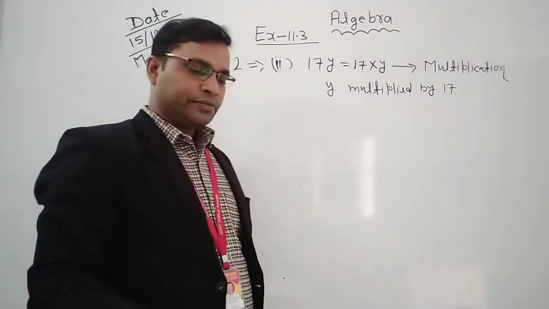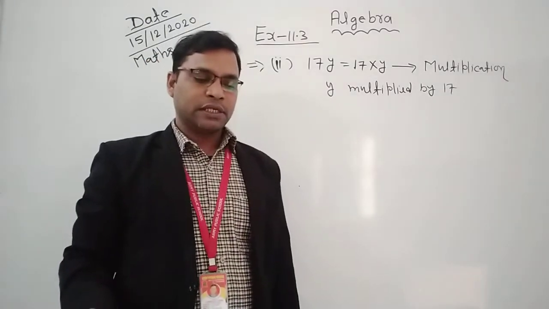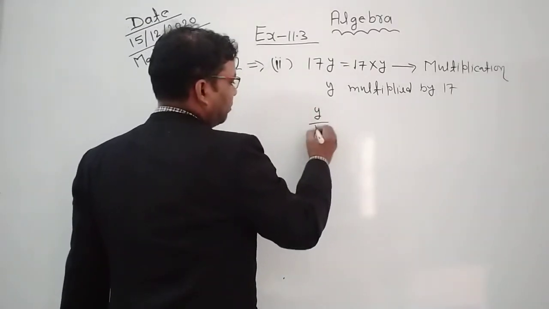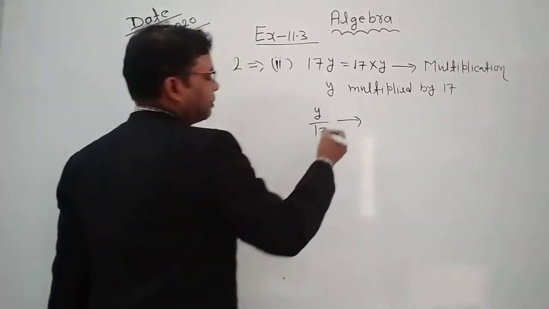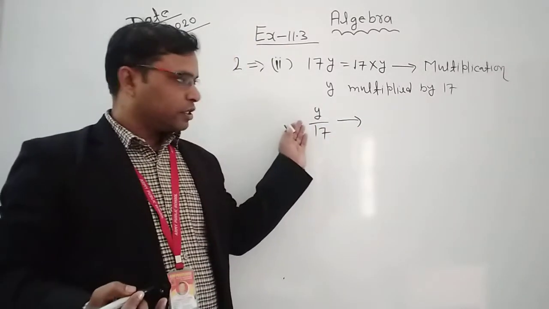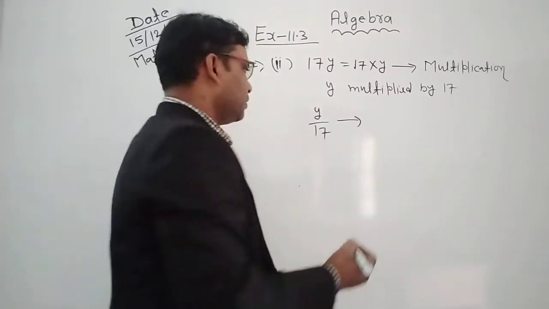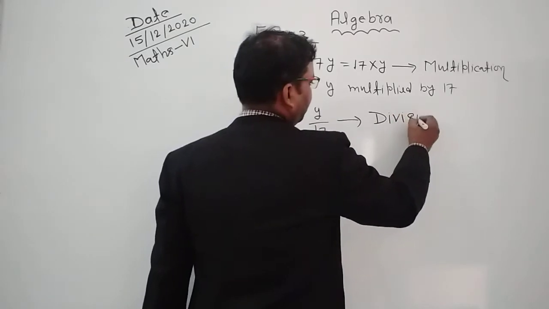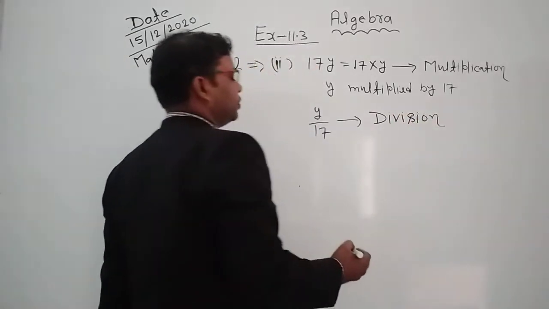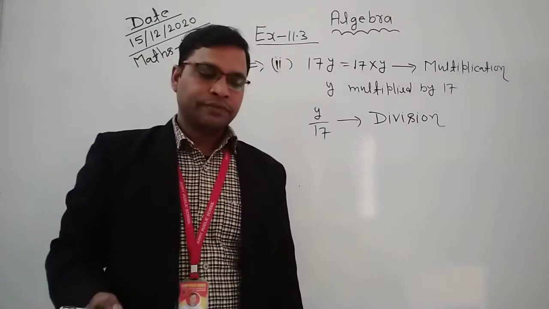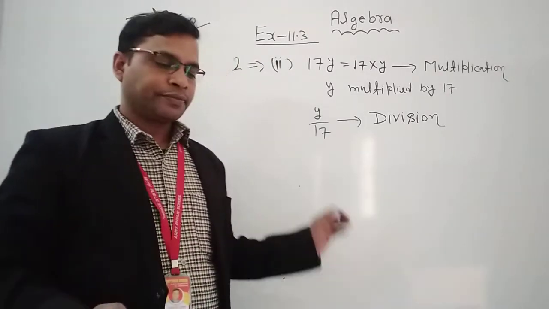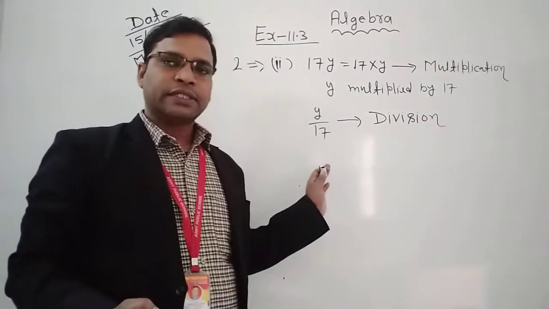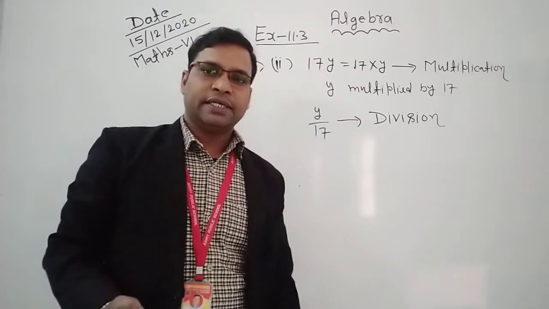Now the next part of this second question is y divided by 17. So which operation do you use here? Obviously you can say division. So you write here: division operation is used here. And how has the expression been formed? So you can say y divided by 17.